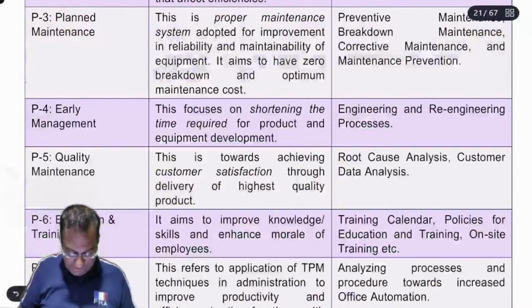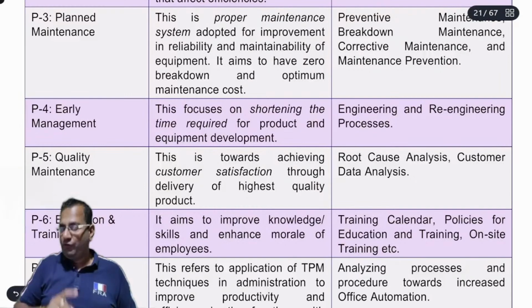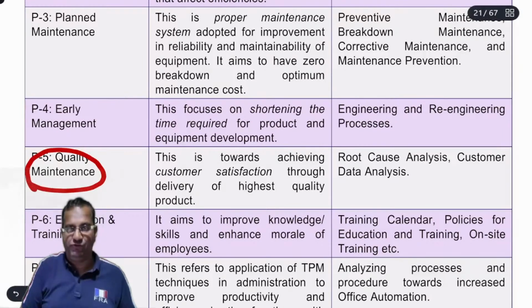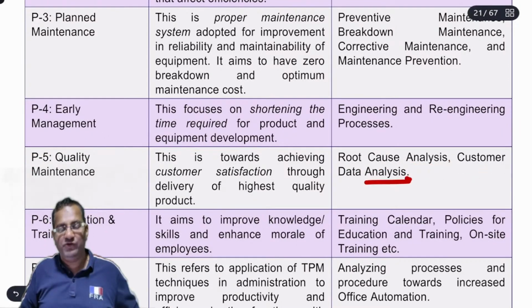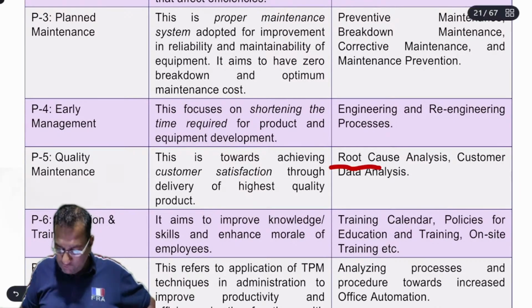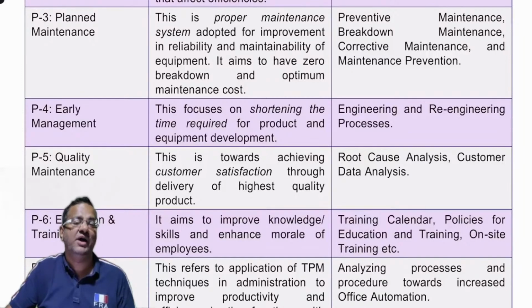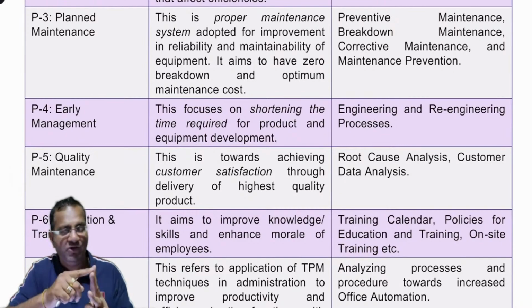Third will be the quality maintenance. This is towards achieving customer satisfaction through delivery of the highest quality product. Whether the output generated by the machine is giving us the highest quality product or not, this is the work of quality maintenance. Okay, through this we will go through root cause analysis, customer data analysis. We will take feedback from the customer, and if there is any issue, we will go towards the technique of root cause analysis. What's the reason behind that defect? We will identify in quality maintenance. So there are three maintenance: autonomous maintenance, plant maintenance, and quality maintenance.